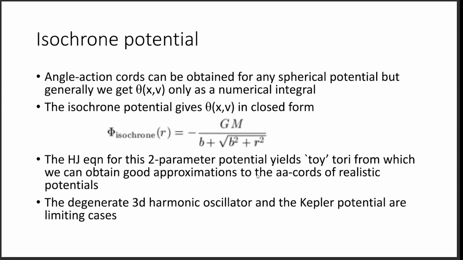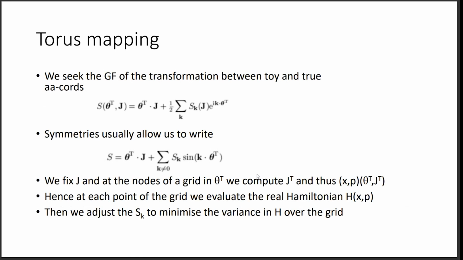And once again, the 3D harmonic oscillator, the degenerate harmonic oscillator, because this is a spherical potential, whereas the general Stäckel potential is not spherical, but this one is spherical. And so the 3D harmonic oscillator, the degenerate one, is a limiting case, and the Kepler potential is again a limiting case. Right. So now the torus mapping scheme.